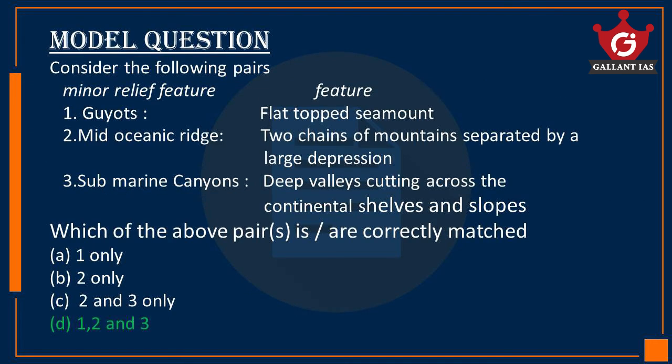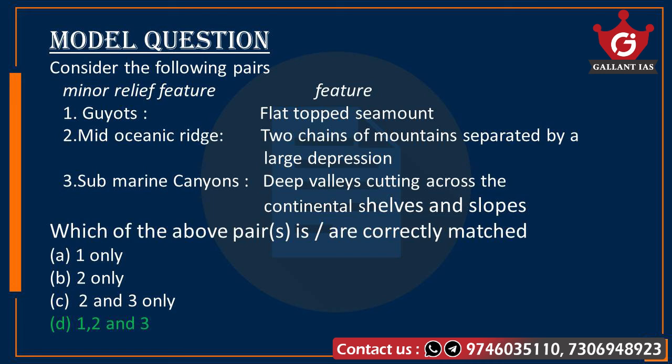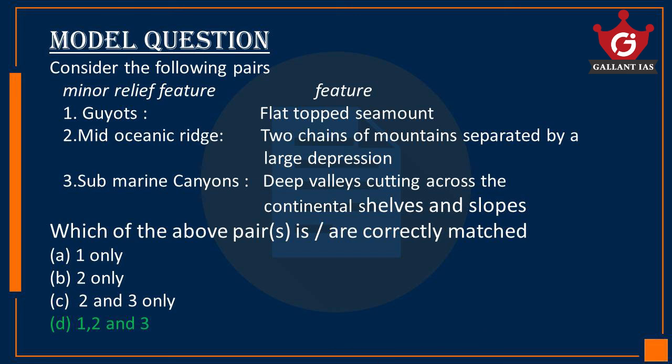Before going to an end, let's discuss a model question. Consider the following pairs. The first one is geodes, flat topped seamount; then the mid-oceanic ridges, 2 chains of mountains separated by a large depression; then the submarine canyons, deep valleys cutting across the continental shelves. Which of the above pairs is correct? Here we know that the answer is option D, all of the above, because all pairs are correct.